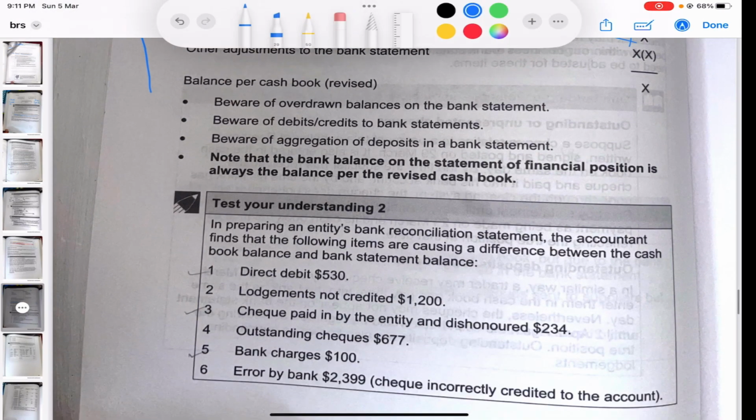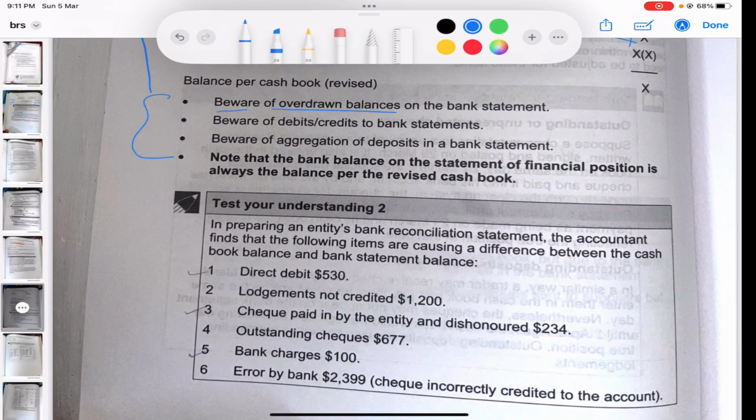See it from the perspective of the bank. Now there are some things we need to keep in mind. Be aware of the overdrawn balances on the bank statement. What do you mean by overdrawn? Overdrawn is always on the negative side. The usual balance of a bank statement is credit, so when I say negative balance, it would be on the debit side. Sometimes the customers would like to take a loan which is more than what is there in their bank. So that is what is known as bank overdraft.